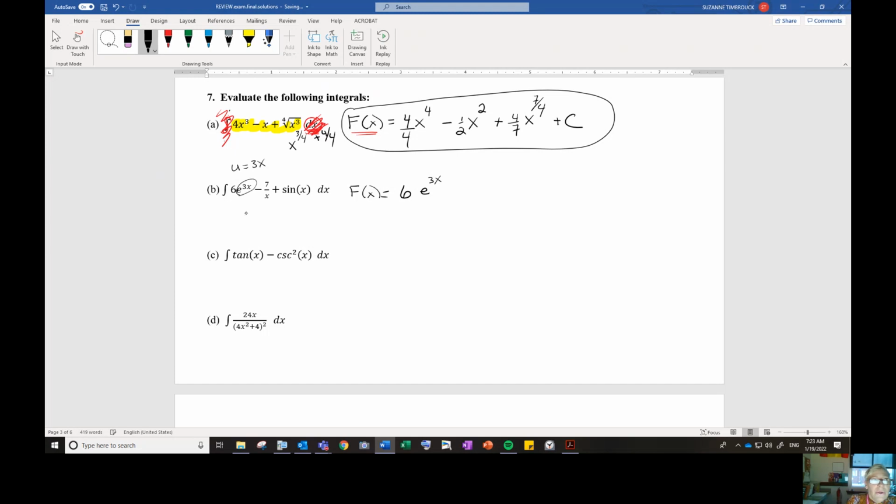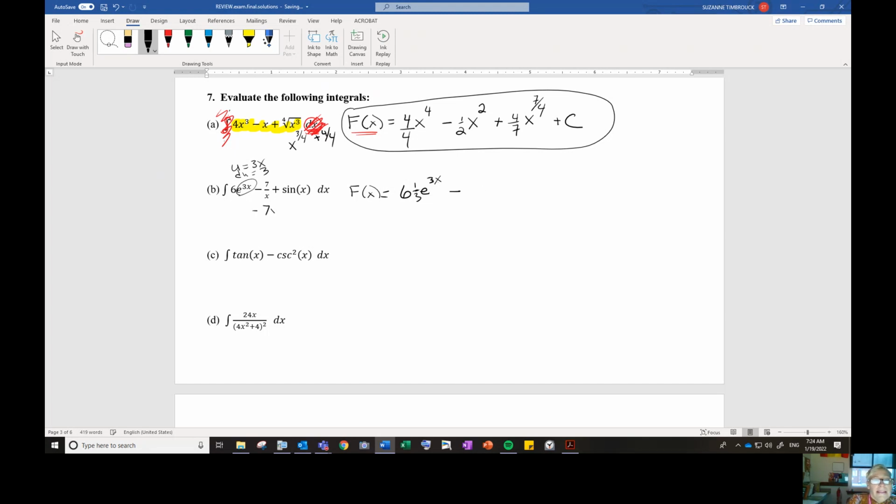When we have e to the u, after we put in that 3 to get our du, and then we pull out the 1/3, it always works out that with the e to the u, if I was taking the derivative, it would be e to the u times du. If I'm taking the antiderivative, it's going to be e to the u divided by that du, divided by 3.